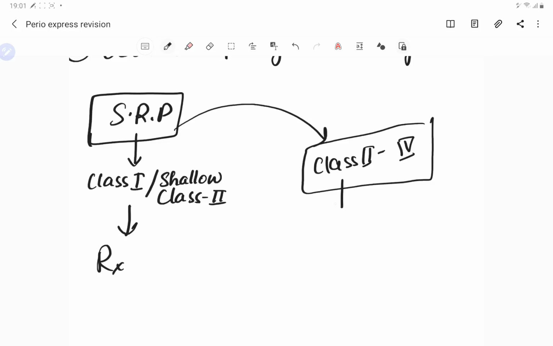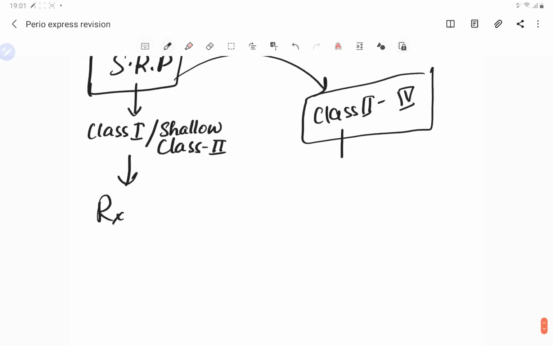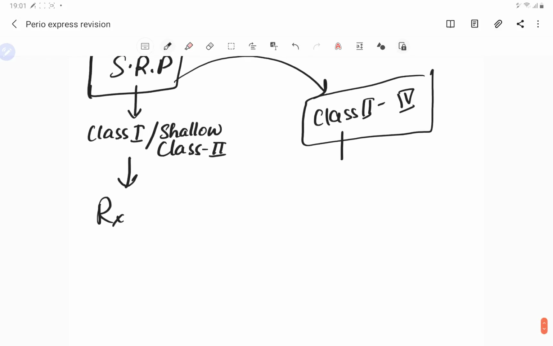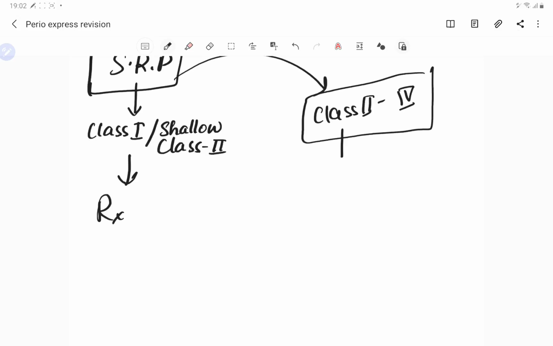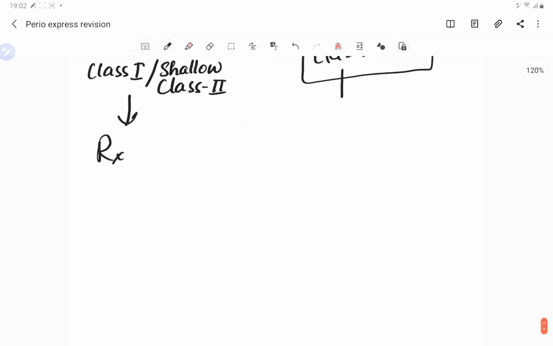So the other ways, guys, can be osteoplasty or odontoplasty, or osteectomy. For all these treatments, we are going to talk about certain treatment modalities. First we'll cover the furcation plasty. So how do we do it?